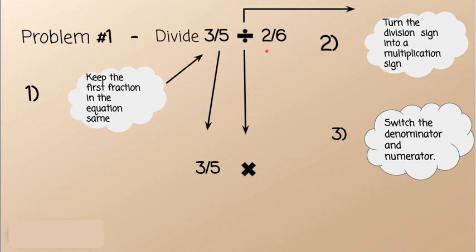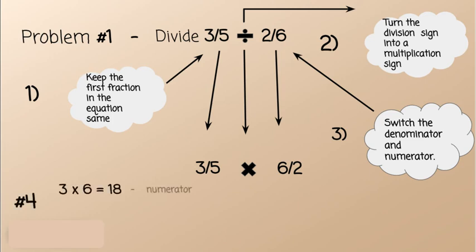So if we have 2/6, we're going to turn it into 6 halves. So just switch them up. So 6 in the numerator, 2 in the denominator. And then you multiply it. Step 4, multiply it. So 3 times 6, numerator, is going to be 18. 5 times 2 is 10, and that's going to be our denominator. And the answer is going to be 18 tenths.